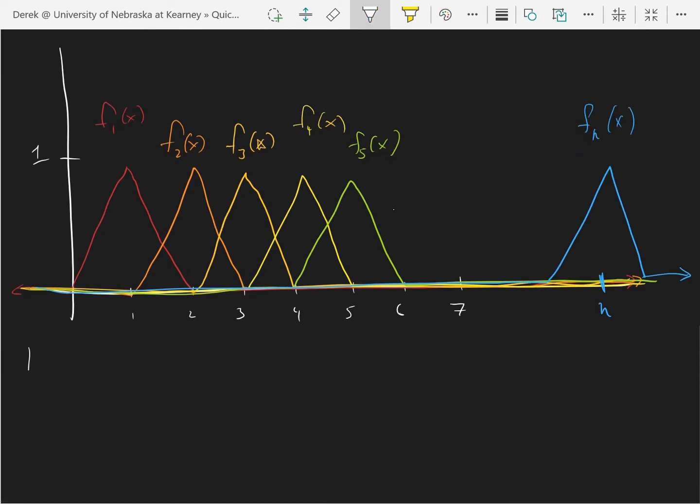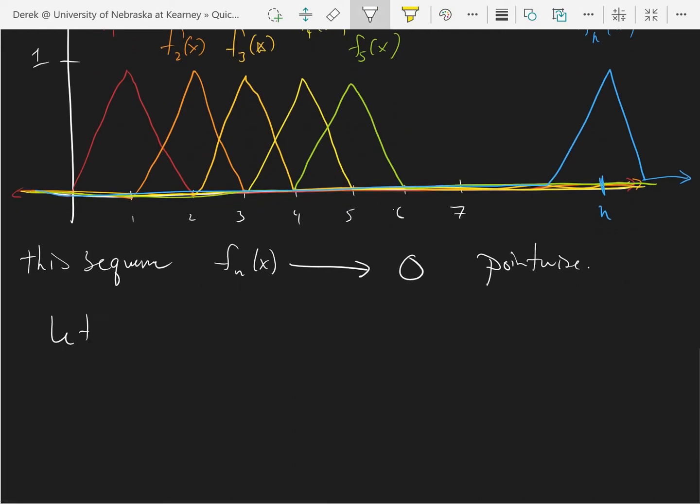So this sequence f sub n of x converges to 0 pointwise. Okay, so let x in R, then for n bigger than, say, x plus 2, f sub n of x is equal to 0, right?